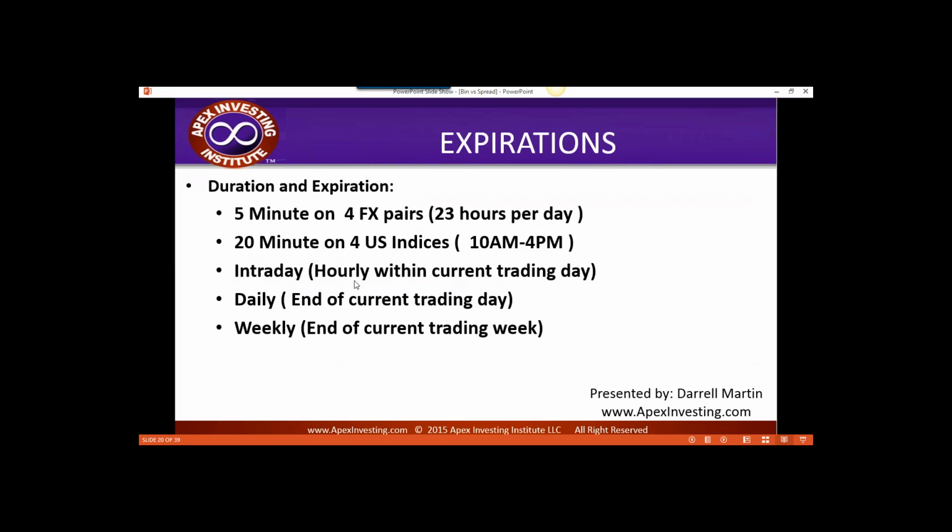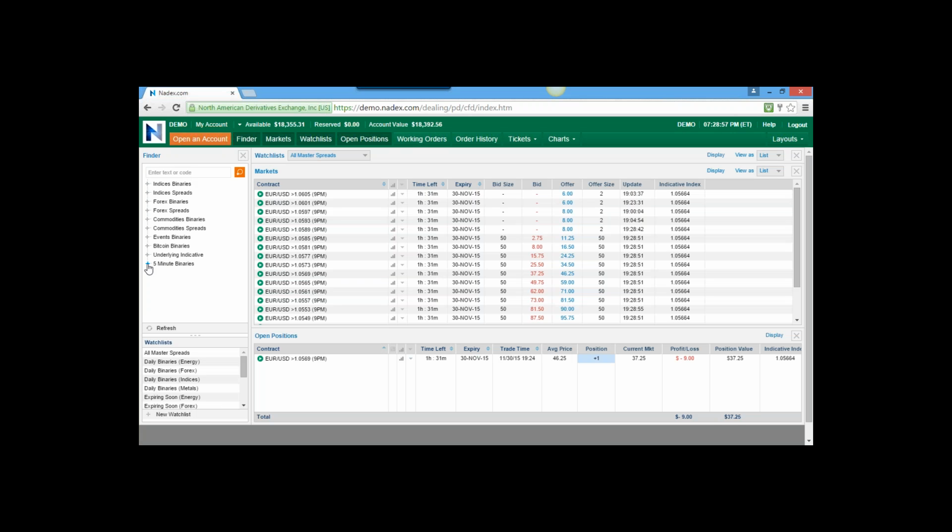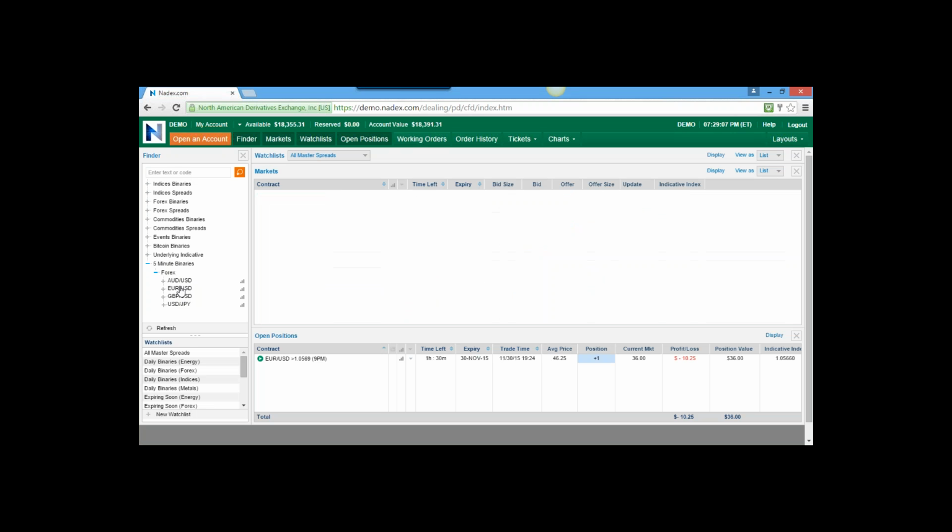Okay. Now, with Nadex binaries, there's a bunch of different binaries you can choose from. There's actually 5-minute binaries on 4 different FX pairs. What do I mean by that? Well, right here, see this 5-minute binaries? On 4 of the different FX pairs, the Aussie dollar, euro dollar, pound dollar, and dollar yen, they have what's called 5-minute binaries. What does that mean?